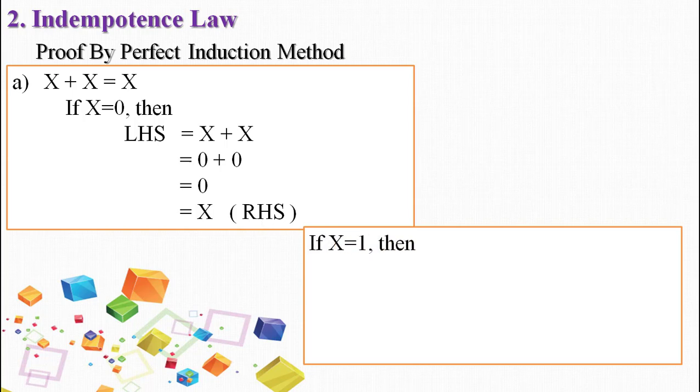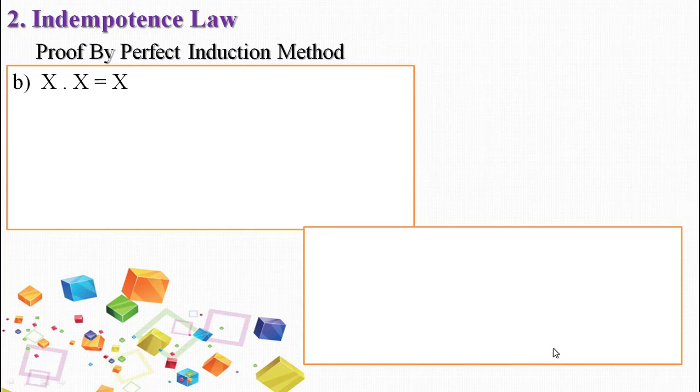Assume the value of x is equal to 1. Then the left hand side will be x plus x. Replace the values of x by the assumed value. 1 plus 1 is equal to 1. That is equal to the value of x that you have assumed, that is equal to RHS, hence proved. The next idempotence law proved by the perfect induction method is the ANDed value. So x and x is equal to x.